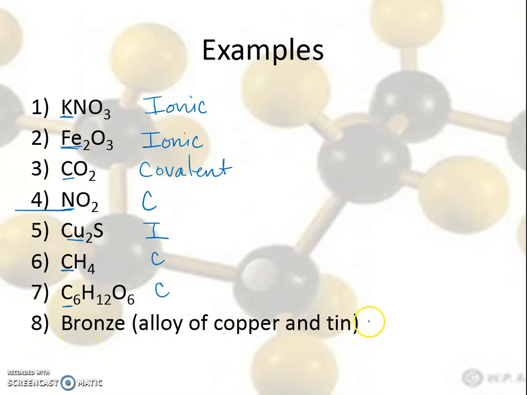Oh, here's bronze. It's an alloy of copper and tin. This would be a metallic, and we call it an alloy. It's not actually a bond. We call it a mixture. But it would be considered a metallic because it has copper and tin together.